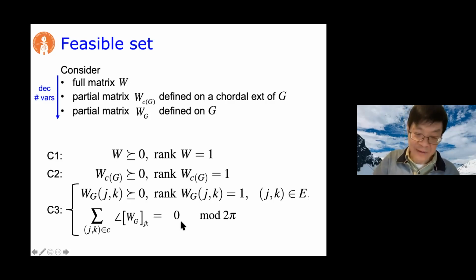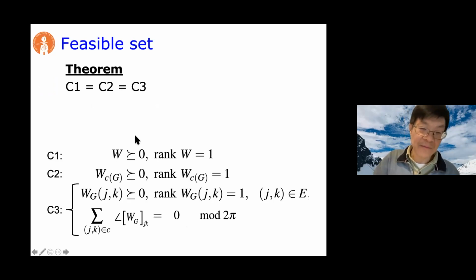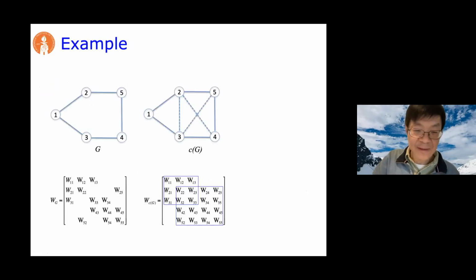So the angle difference sums to 0, mod 2 pi. Okay. So the main result is that these three conditions are equivalent. So what does that mean? It means the following. This is a graph G. This is a chordal extension of the graph, right? It's not unique, and this is one of them. So every minimal cycle in this graph is of length 3. Okay. And the partial matrix is this.